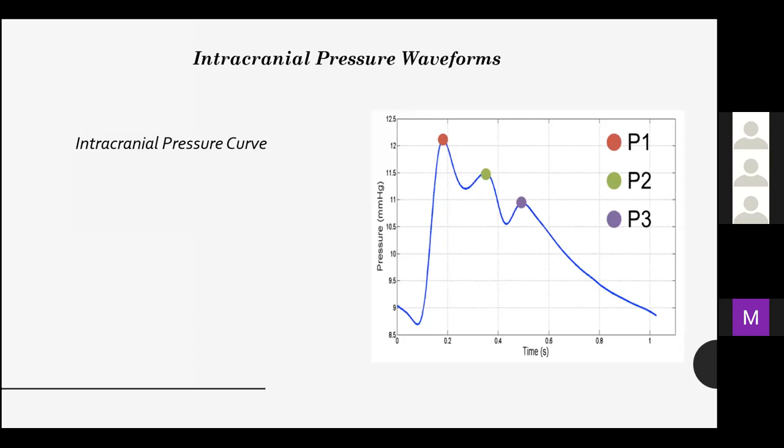P1, you can call it a percussion wave, represents the arterial supply or arterial pulsation within the brain. So it's the arterial component of the ICP.